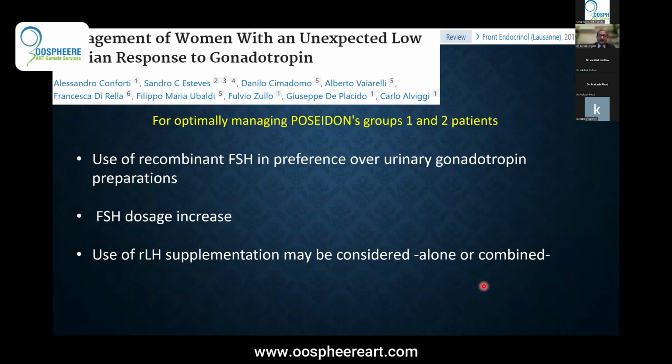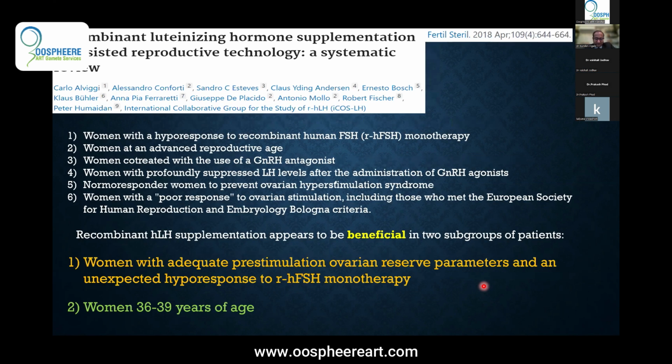But this is again the same group, the Poseidon group 1 and 2. These are all young and old patients but with good reserve. It is said that you should use recombinant FSH rather than urinary gonadotropin preparations, and you have to use an FSH step-up dose in these patients, and you can use recombinant LH supplementation alone or combined, that is, FSH alone or FSH plus LH. You can use that. So these different scenarios were compared, to see whether the addition of recombinant LH has any impact on results. They found that it is only beneficial in two scenarios.